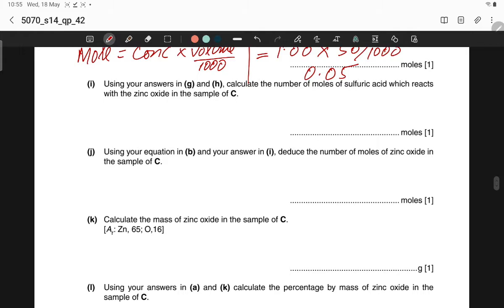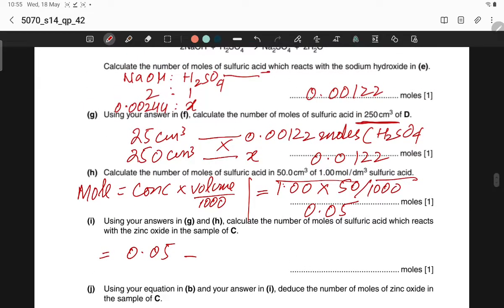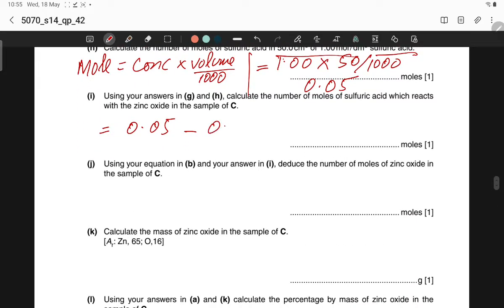Using your answer in G and H, calculate the number of moles of sulfuric acid which reacts with the zinc oxide in the sample C. So by subtracting 0.05 moles minus 0.0122, we get 0.0378. So this is the moles of sulfuric acid which react with the zinc oxide in sample C.